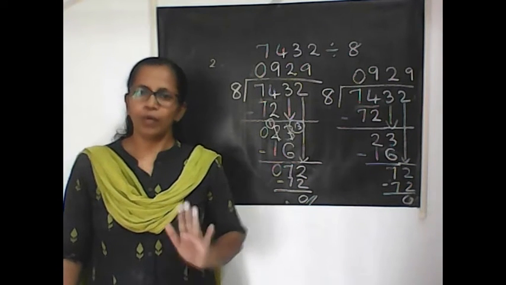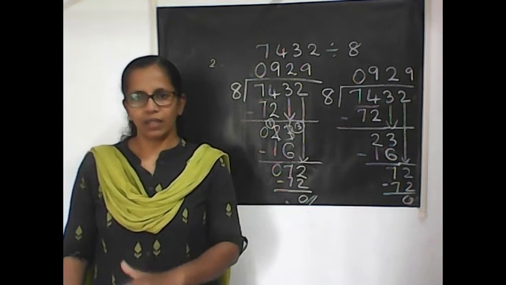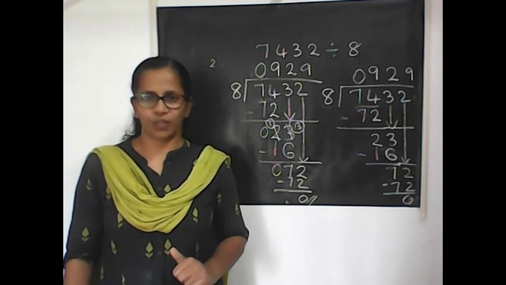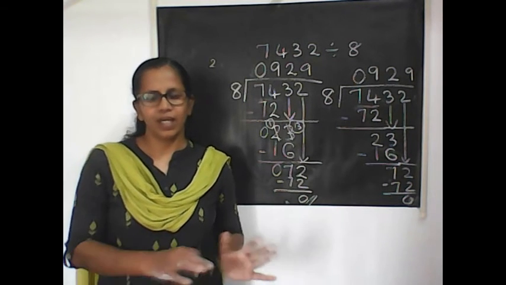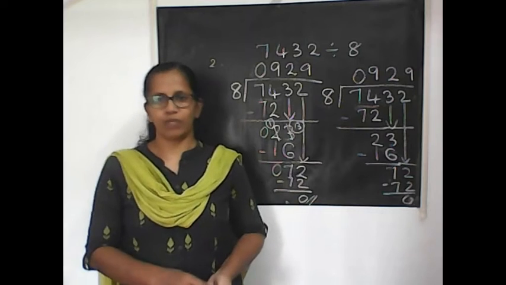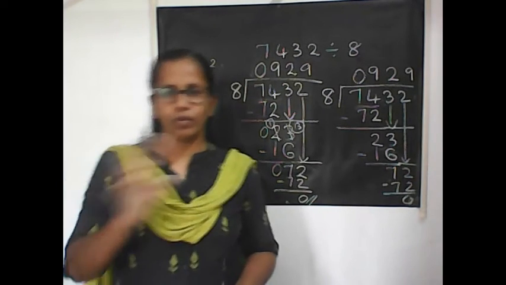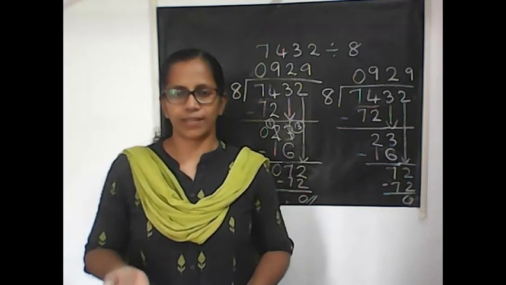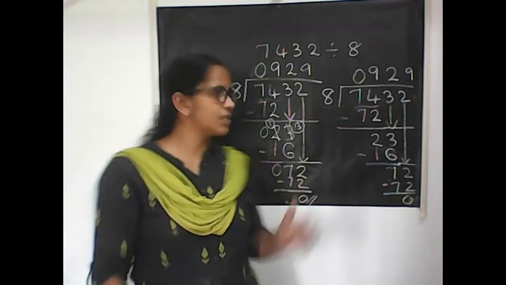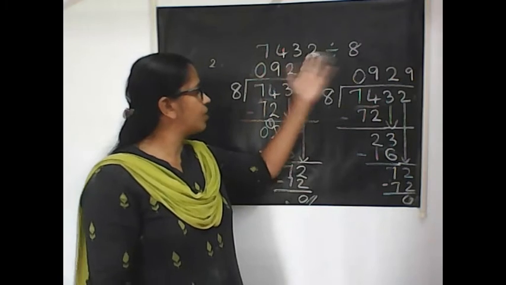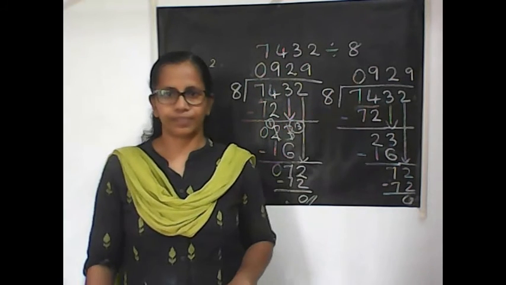Don't worry. It will be clearer for you if you practice the given questions from your textbook. Okay. This is the second topic you have to study. The first topic you studied is division by 10, 100 and 1000, both with the remainder and without remainder. The second section you have to study is division of a 4-digit number by a single digit number.